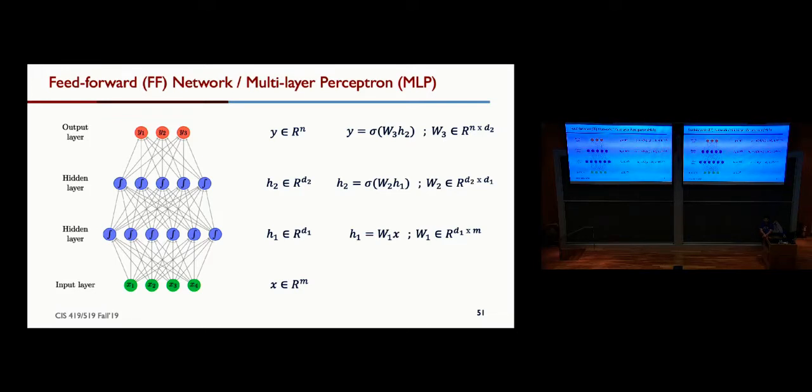Anyone? You just add the matrices, so D1 times M plus D2 times D1 plus N times D2 elements. Right. Is that obvious? Is that clear? So the W's are the only parameters in this model right now. So this is all that you have to learn in order to learn this architecture.